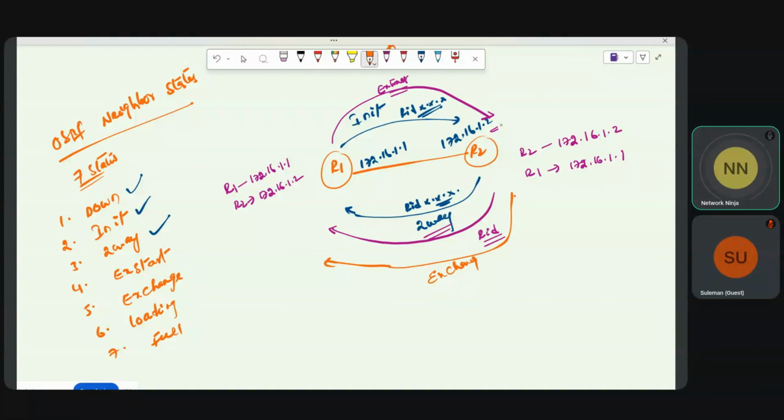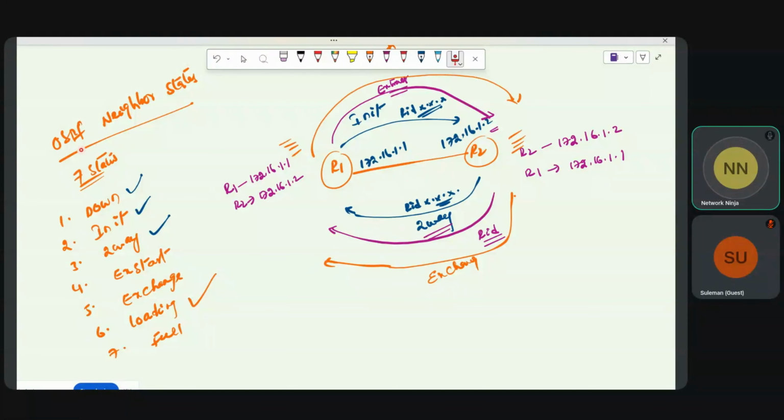So he is going to send his backend networks, and this router will also send its own backend networks. Now both the routers are going to load the shared database description. Then it is going to be in the full state. So it is going to send the acknowledgement like, okay, thanks for sharing your backend network.